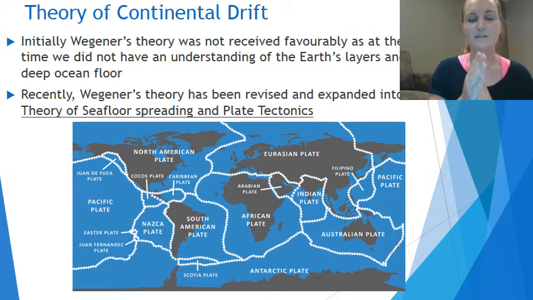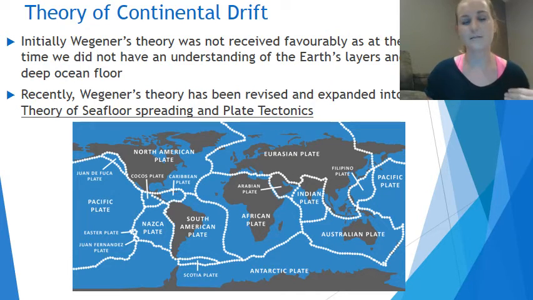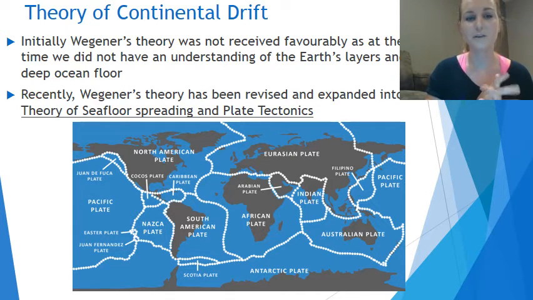So initially Wegener's theory was not actually received favorably, as many scientific theories have been in the past, which have later been believed to be correct. And this was because we didn't have a good understanding of the Earth's layers and how these layers and the deep ocean floor actually worked. Wegener's theory was actually revised and expanded into the theory of seafloor spreading and plate tectonics. So we know a lot about plate tectonics now.